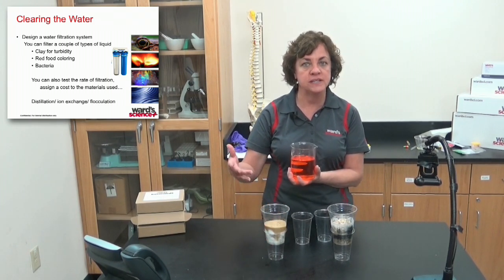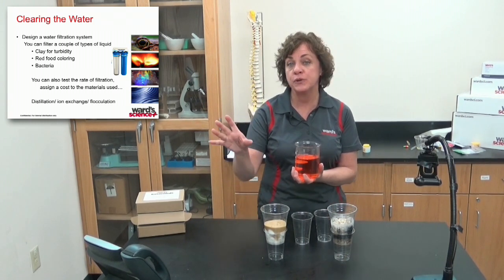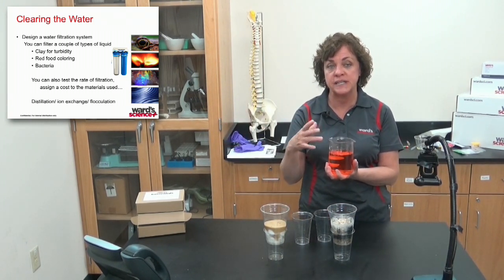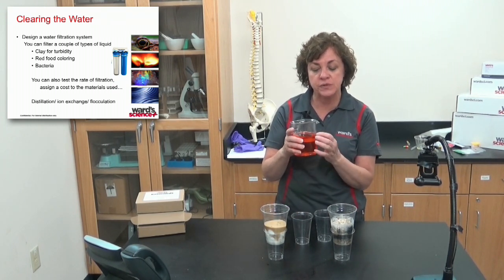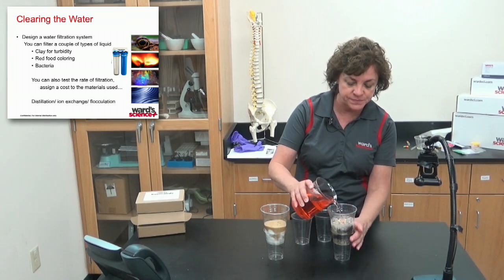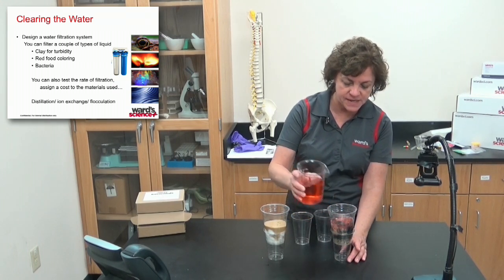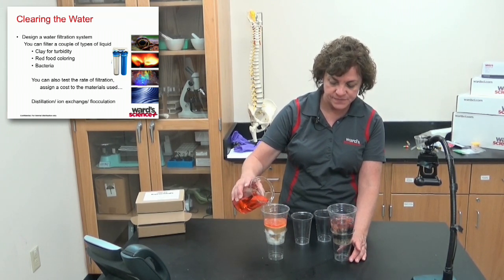You could even do it on, if you have the equipment, this will be more high school, you could put it on a spectrophotometer and see how turbid it is, and you could actually measure it. Or you can do red food coloring, which comes in the kit, and pour into each of them. That's what I'm going to do here, and I'm not measuring it out, so I'm not being very scientific right now, right? Give it a minute.